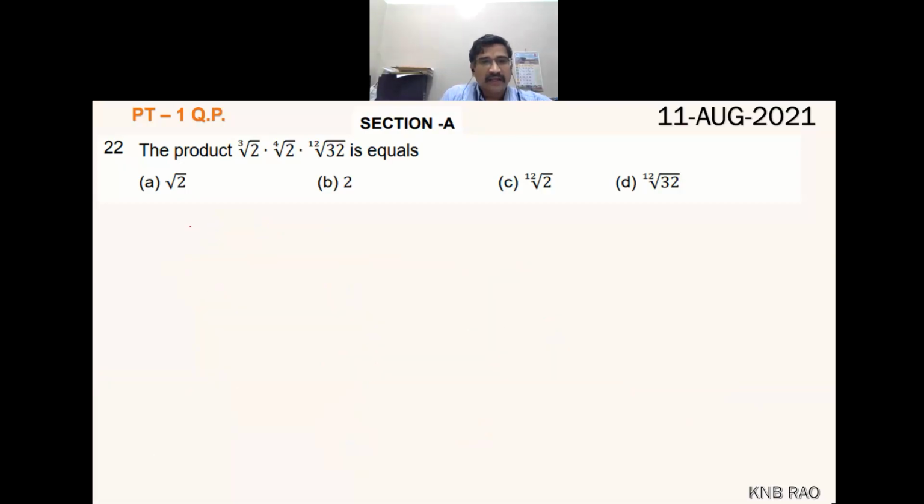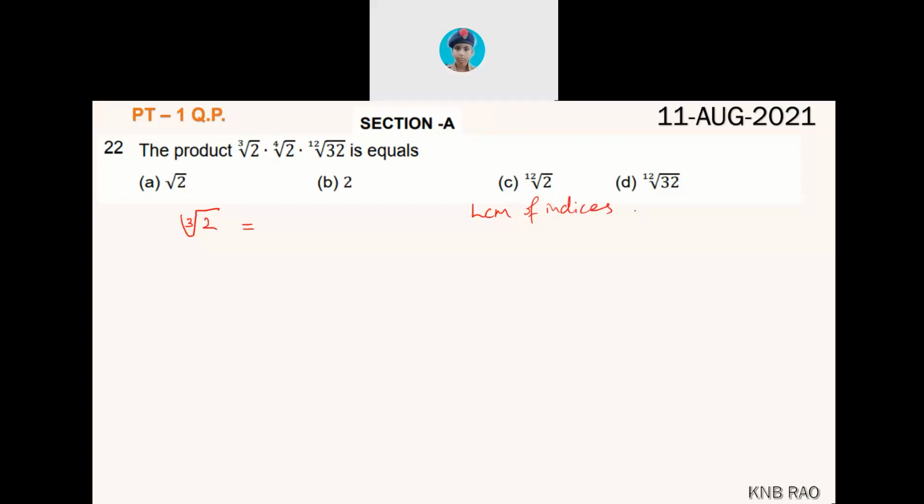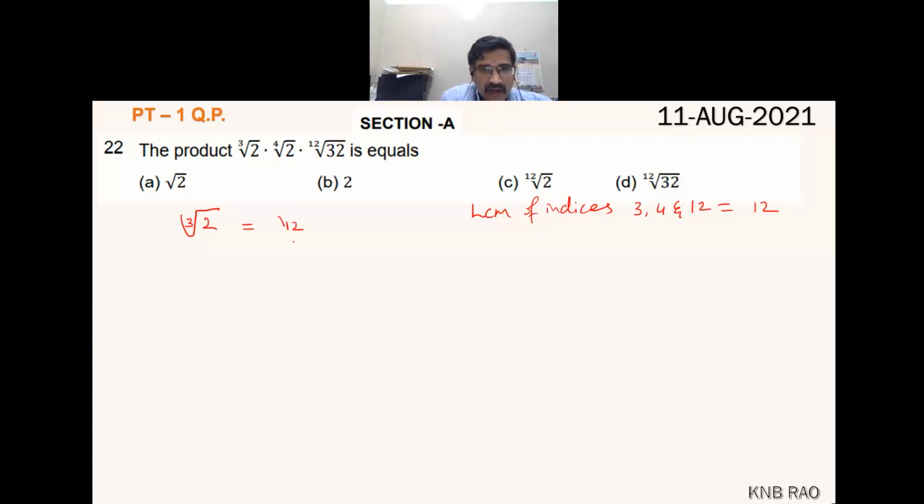Now see, cube root of 2: how to convert it using the LCM of these indices. The LCM of the indices 3, 4 and 12 is 12. So how to bring this into the form of the 12th root of something? That is the question that comes. I will tell you this in detail, then the rest of the things we will write.